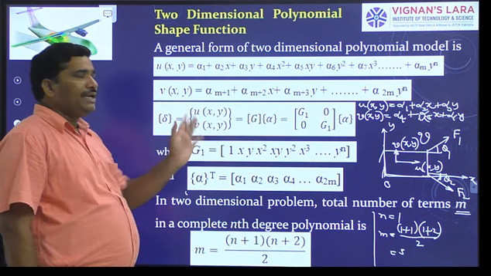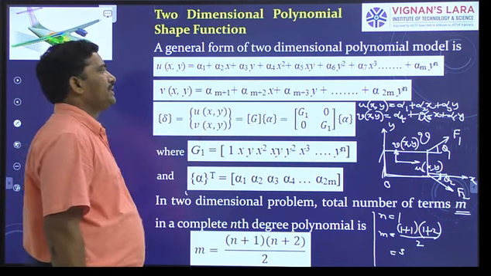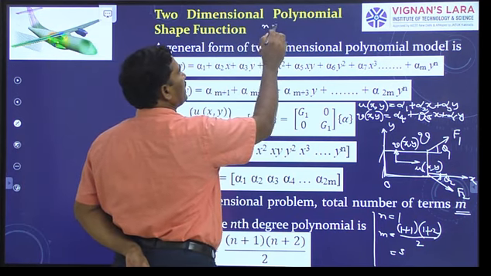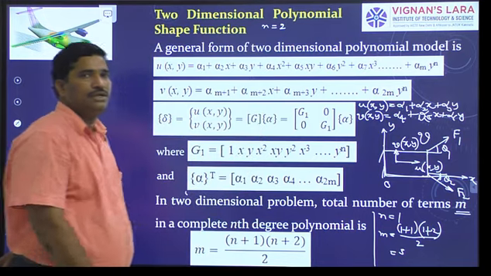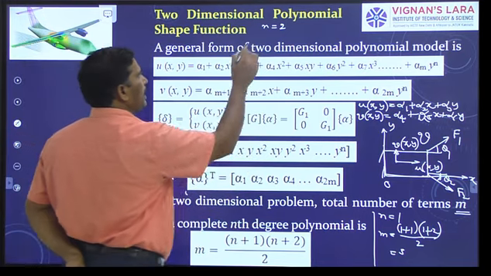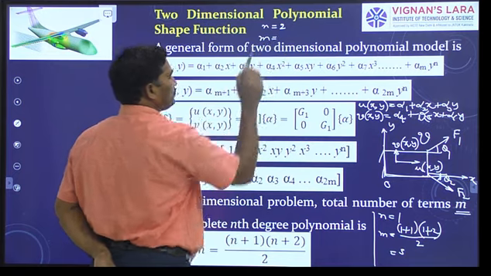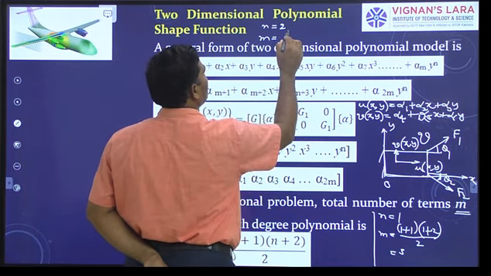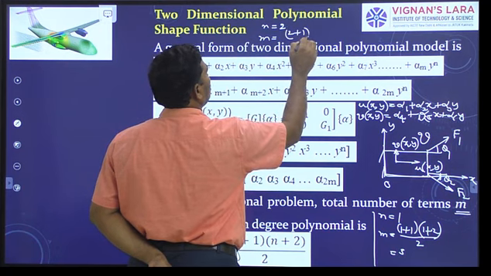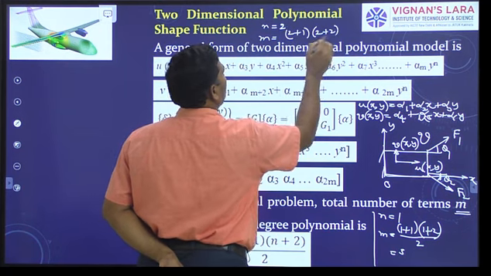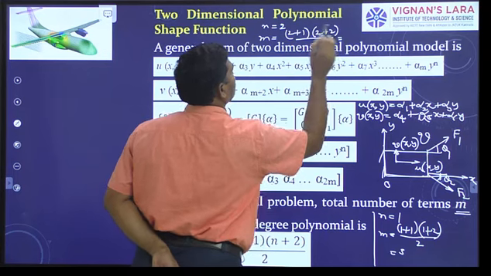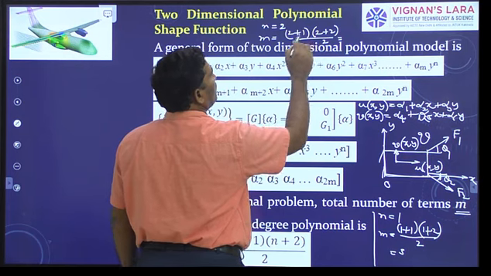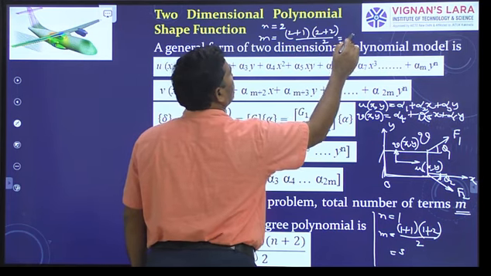If you take n equals 2, that we see. When you take n equals 2, then according to the formula, number of terms m equals n plus 1 into n plus 2 by 2. n plus 1, that is 2 plus 1 into 2 plus 2 by 2. How many do you get? 3 into 4 by 2, and here you get 3 into 2, that is 6.